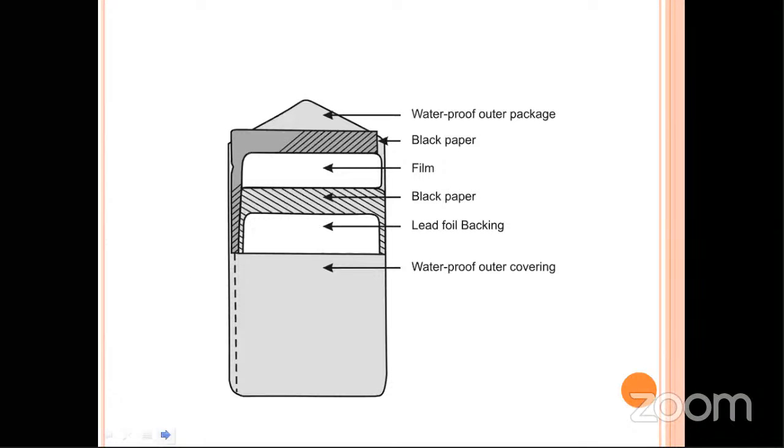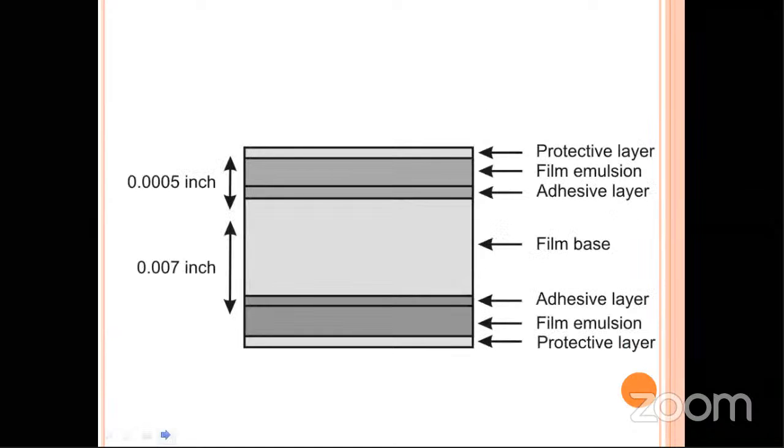So this is how the film will be seen when you open it. Double side, it will be covered with the black paper, which is the moisture protector, and the outer waterproof protector, followed by the black paper, then the film, then the lead, which is there to absorb the backscatter radiation. So this is the picture of the film base and the film emulsion with the crystals suspended, and these are all the dimensions.